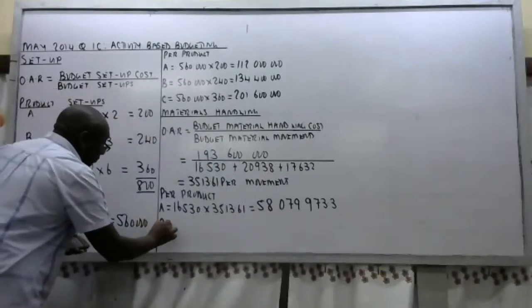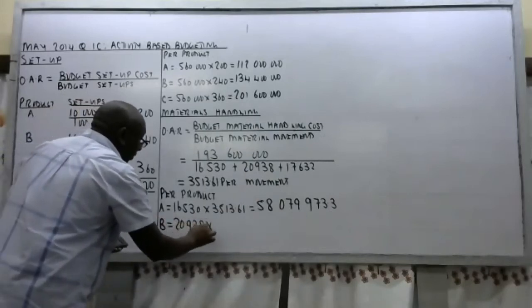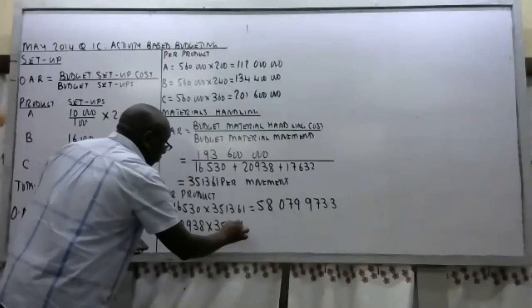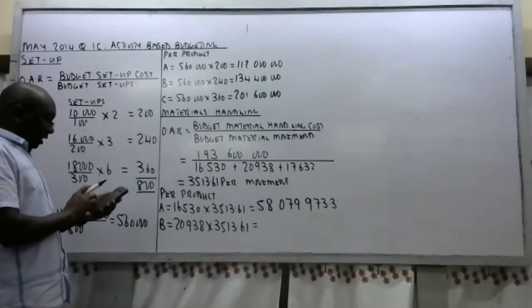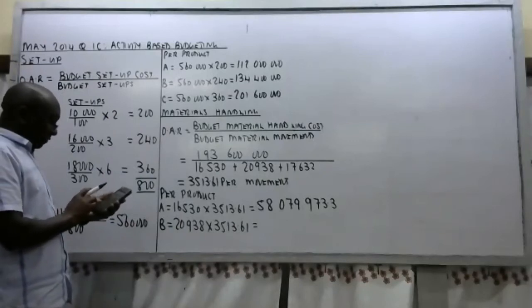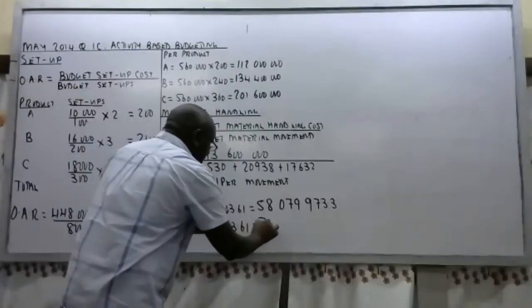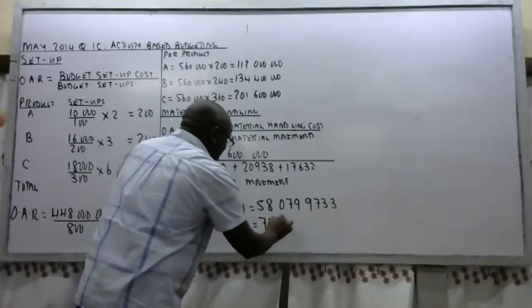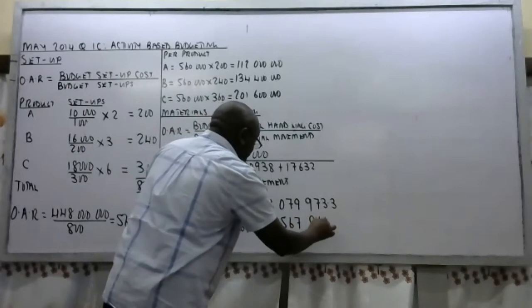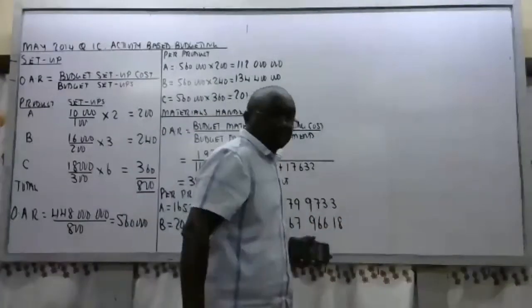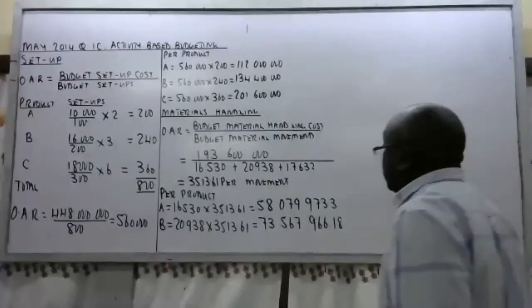Let's go to B. B, you say 2938 times 3,513.61. I'm getting 73,567,966.18. Yes, it's confirmed.